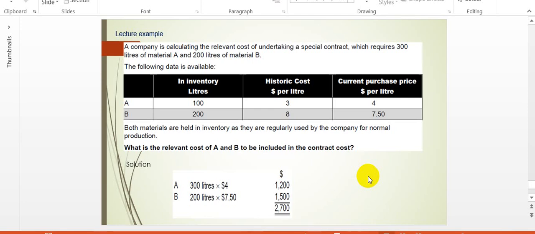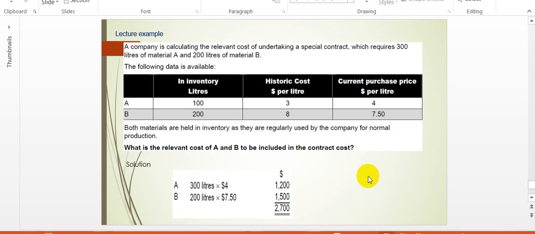Material B, we have in inventory 200 liters. The historical cost per liter was $8. The current purchase price per liter is $7.50. Both materials are held in inventory as they are regularly used by the company for normal production. Since they are regularly used, it means that once we take them out of inventory, we need to replace them.